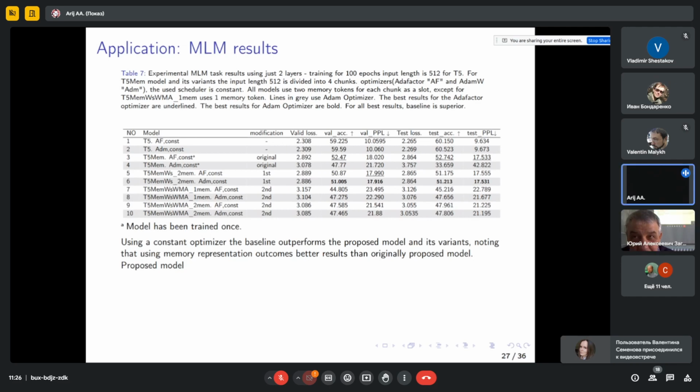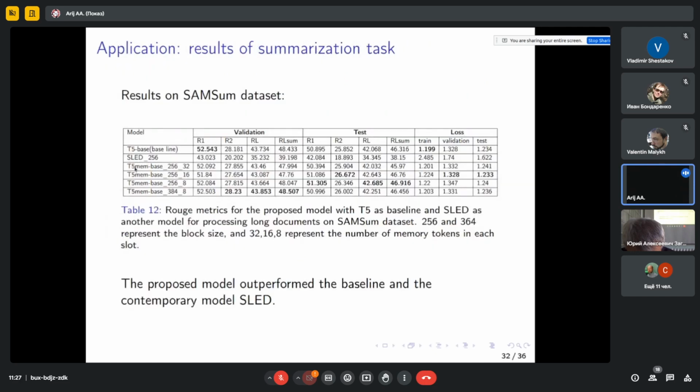Thanks for your question. This is a very important question. Actually, in the current studies, there was no comparison with any previous works that worked with memory or global tokens, if this is the question. If your question is about a comparison with other models that work with long documents, then yes, I have a comparison with SLED. SLED is a model that is dedicated to processing long documents. Does that answer your question? Okay, thank you. Welcome.